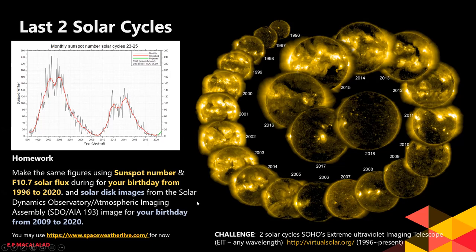But if you feel like taking on a challenge, instead of using the spaceweatherlive.com pictures, you can go to this website, that's virtualsolar.org, and you're going to do this same picture for two solar cycles, this time using the SOHO Extreme Ultraviolet Imaging Telescope, EIT, using any wavelength. Okay, so this is the source of the data. virtualsolar.org.